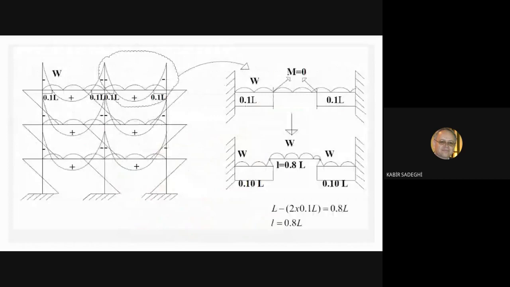As I mentioned, we see this one. This is the final bending moment diagram sketched for a case. You see that the moment on the columns are linear. On the beams, they have one hyperbolic form. Therefore, if we wanted to apply the approximate method, we should put inflection points at the points that moment is zero. And we design this beam as a simple beam.